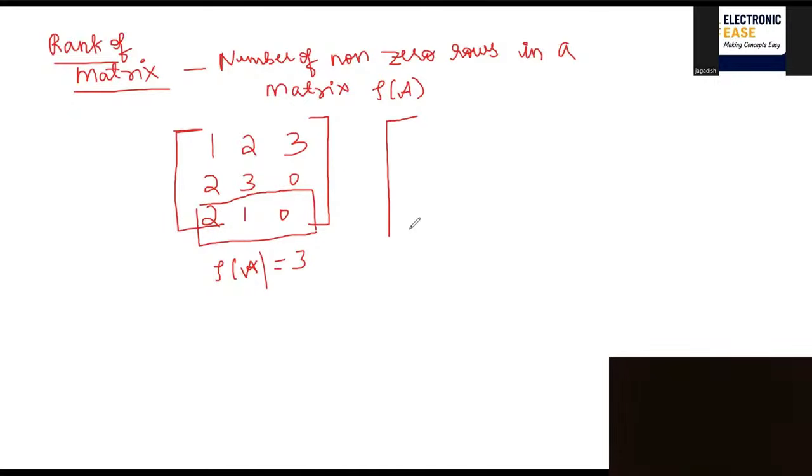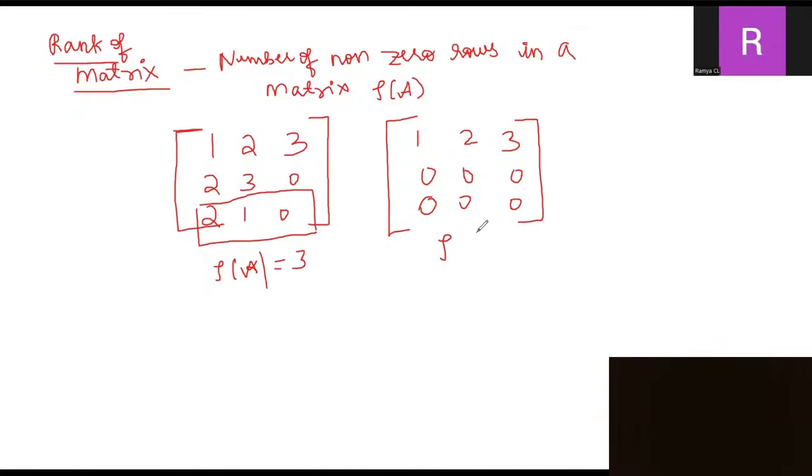Okay, now I will tell you: 1, 2, 3, 0, 0, 0, 0, 0, 0. Now tell me the rank of the matrix, children, for this. Very good, Ramya. So the rank of this is 1. Only if a row is completely 0 will we not be considering it. So the rank of the matrix for this will be equivalent to 1.